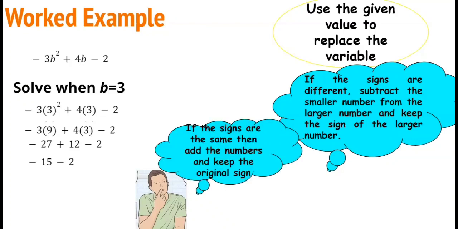Again, if the signs are the same, then we add the numbers and keep the original sign. So we're going to end up with negative 15 minus 2 being 17, and since the sign that we have been using is negative, our answer is negative 17.